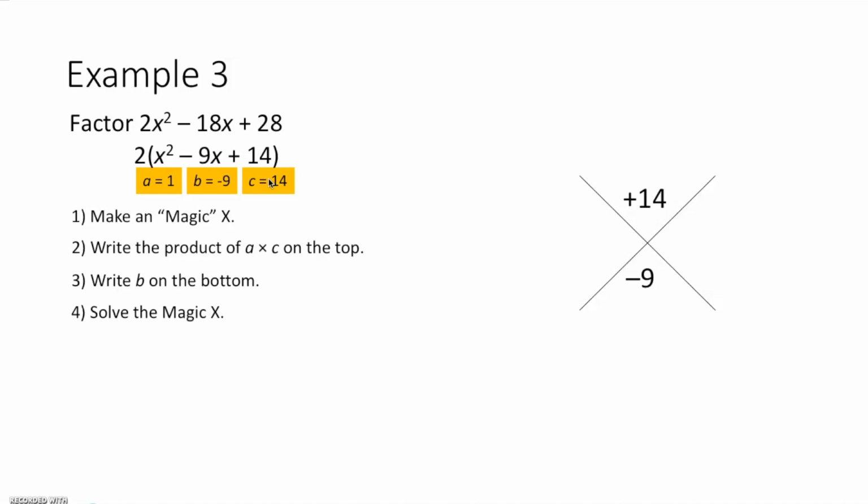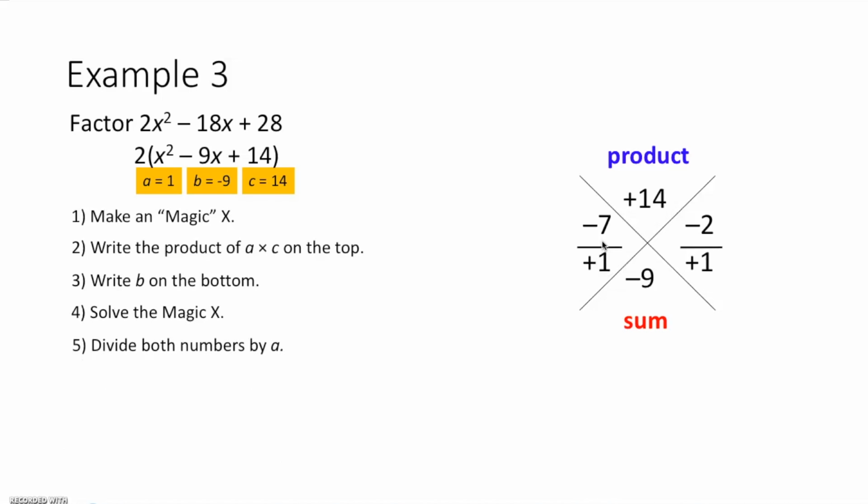I now need to figure out two numbers whose product is 14 and whose sum is negative 9. Well, two numbers that multiply together to make positive 14 and add together to make negative 9 would have to both be negative. So it's going to be negative 7 and negative 2. I then go ahead and divide each of those by my a value. So they're each divided by 1 now.